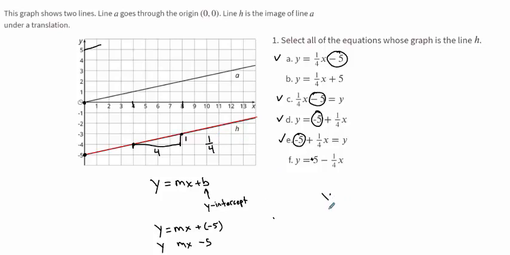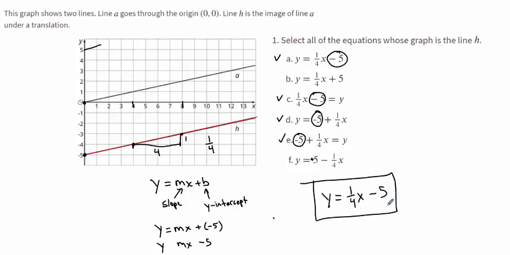So I'm looking for y is equal to 1/4 x, right? Because this part is our slope. So I'm going to replace m with 1/4, plus negative 5, or just minus 5. Now I want to find out which of the equations above match this one. Well, this one right away: y equals 1/4 x minus 5. That one for sure, because it's exactly like this.